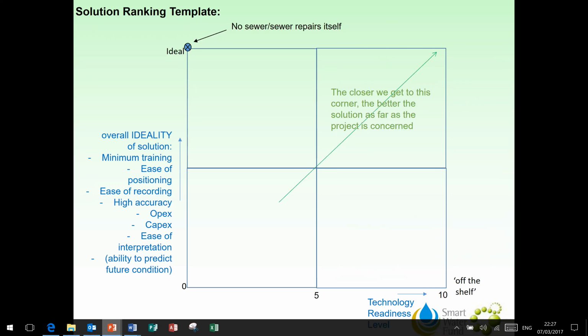So the basic idea is that the closer we get to the top right-hand corner, the more ideal the solution is going to be. So in other words, the perfect solution would be it would do exactly what you want it to do, and it's off the shelf. Now, clearly that solution doesn't exist.